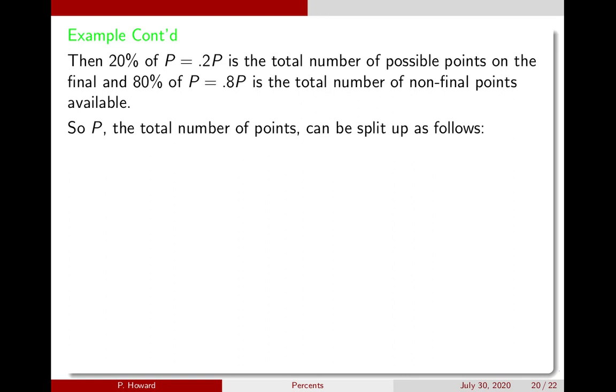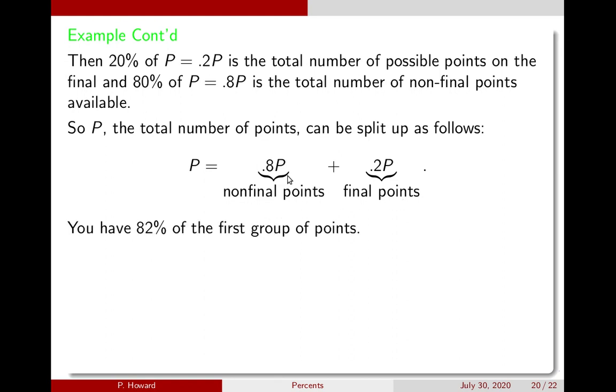So we're thinking of the total number of points in the course like this. We're thinking of P being split up between the non-final points, which is 0.8 P, and the points available in the final, which is 0.2 P.